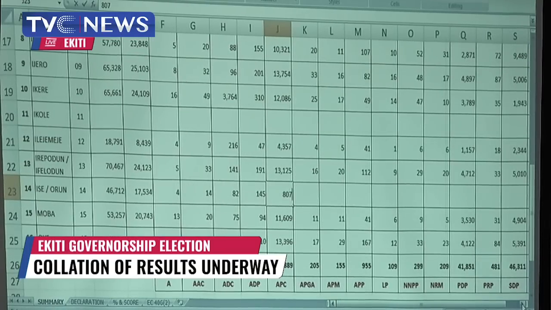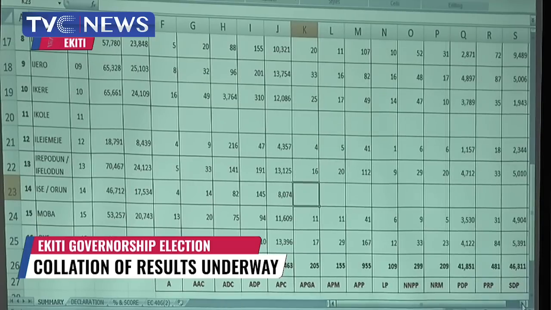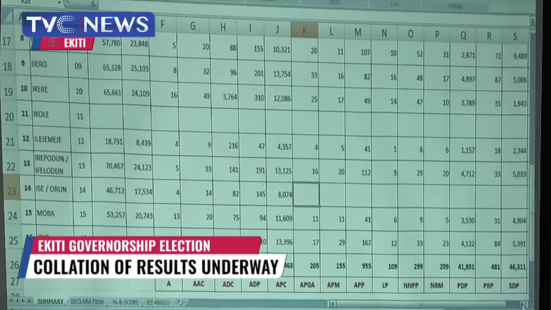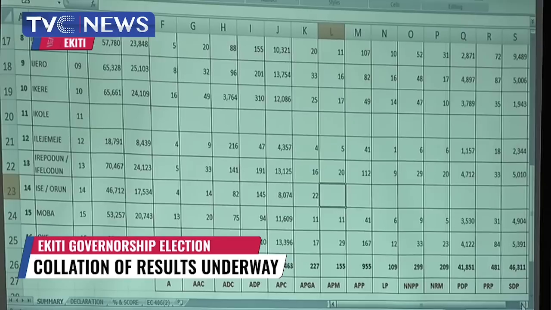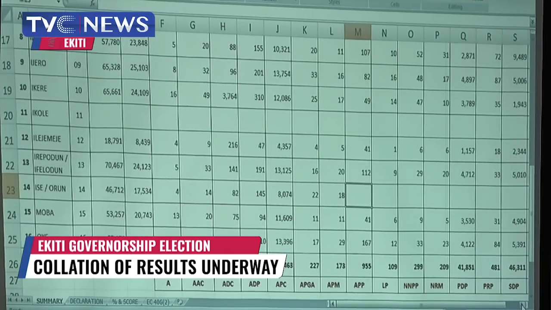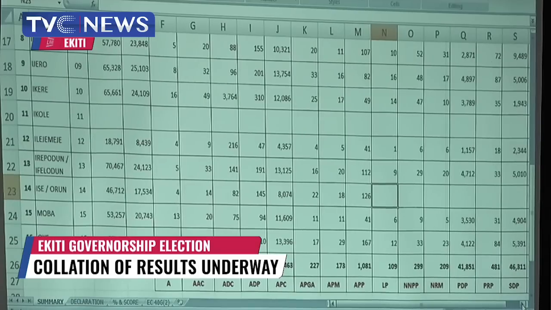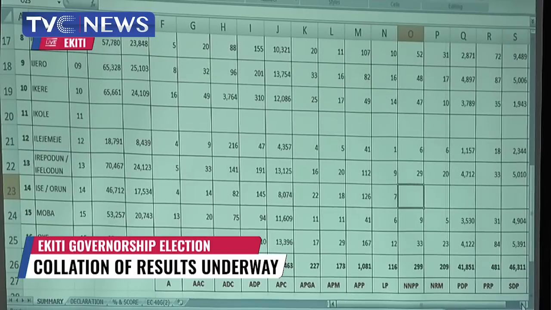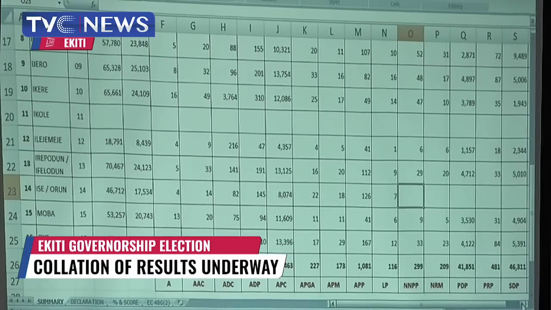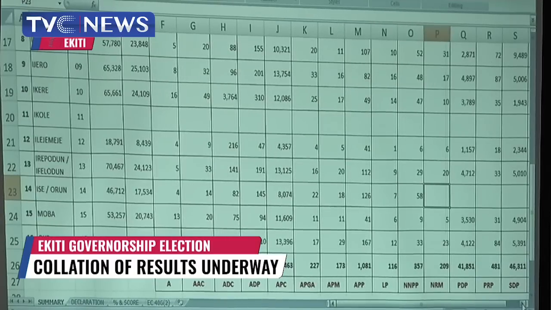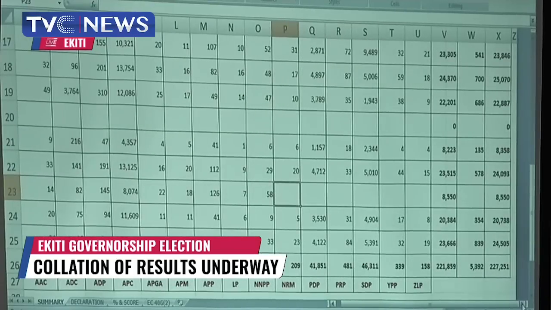APGA: 22. APM: 818. APP: 126. NNPP: 07. NRM: 58. Party PDP.